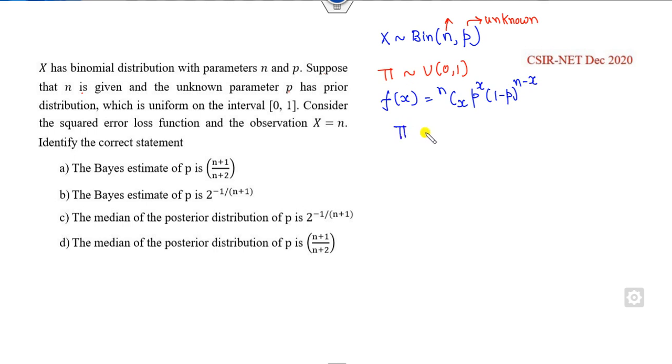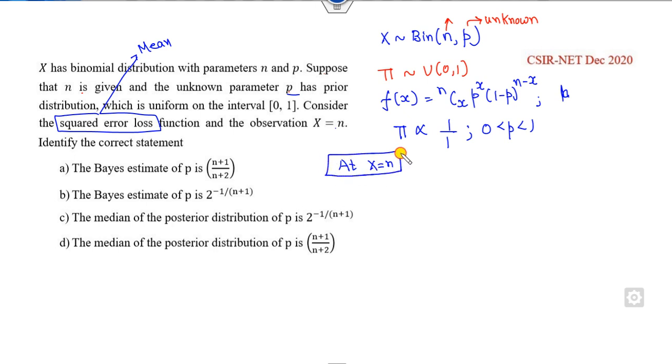What is the prior? It's a uniform distribution, so it is 1 over 1. That means p lies from 0 to 1, and since p is unknown, the probability again lies here. Then under the squared loss error, you are talking about the mean. The observation is at x equal to n. So we can find it at x equal to n.